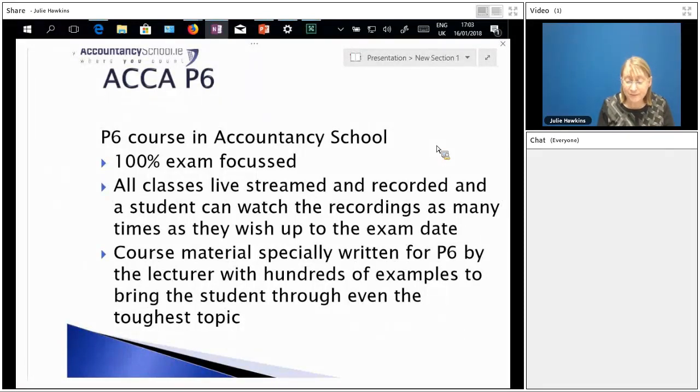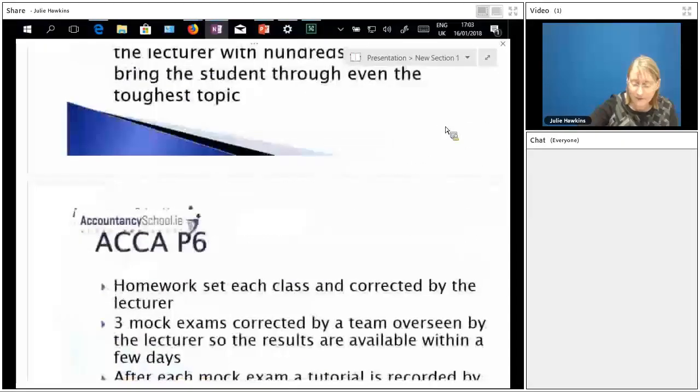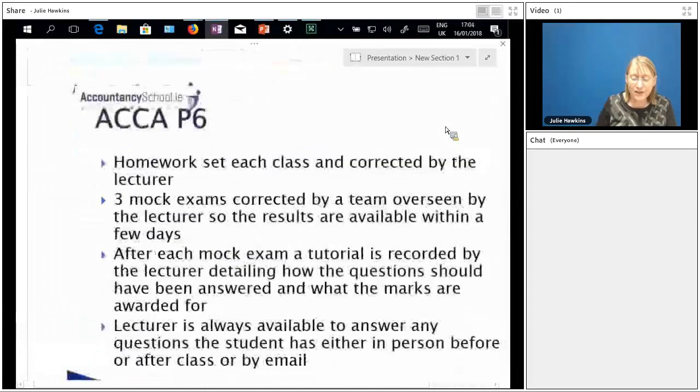I have written the course material myself, and there are hundreds of examples that we work on in class that will bring you through every topic that we do. And hopefully with these examples we build, at the end we can go through very tough topics and they will actually be easy to follow. I give homework every night after each class, and I do expect students to do it, and I correct that homework myself, and I will give people feedback if necessary.